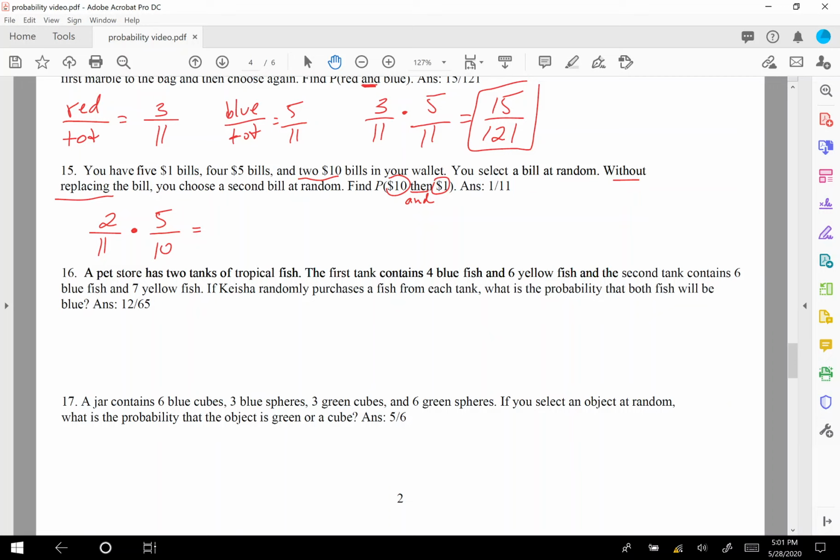2 times 5 is 10. 11 times 10 is 110. Okay, and now we can reduce these. They're both divisible by 10. So it's 1 out of 11. So you have a 1 out of 11 chance of pulling out a 10 and then a 1.